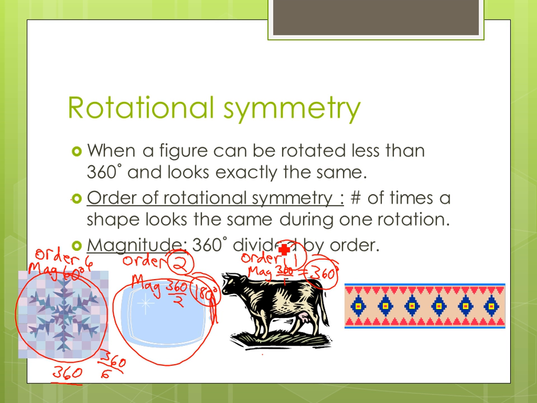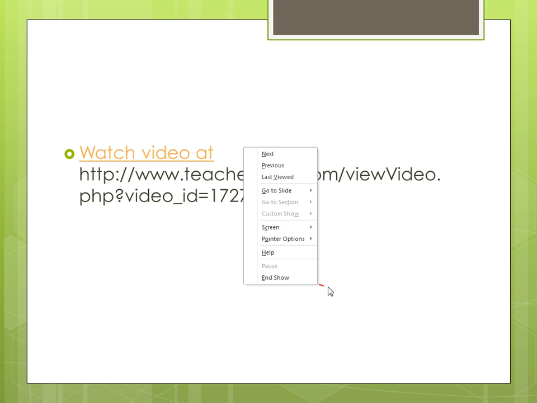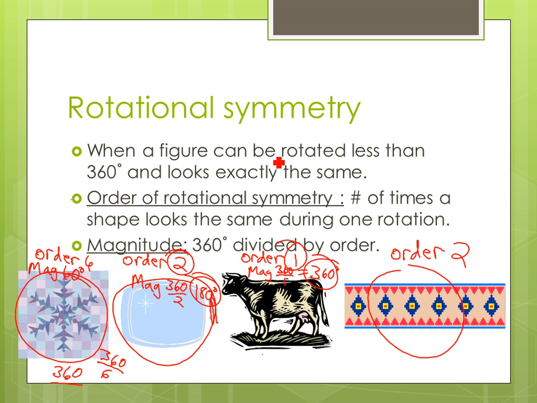And this colorful band here, the order is going to be 2. Twice as you rotate that all the way around, it's going to look exactly the same. And then that means the magnitude, 360 divided by 2, is 180 degrees. So order, magnitude.